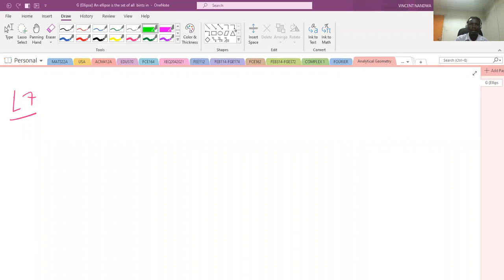So welcome to this class. In this session, we are going to analyze an ellipse whose major axis is parallel to the y-axis and center is h, k. That's the same as saying analysis of vertical ellipse shifted away from the origin.